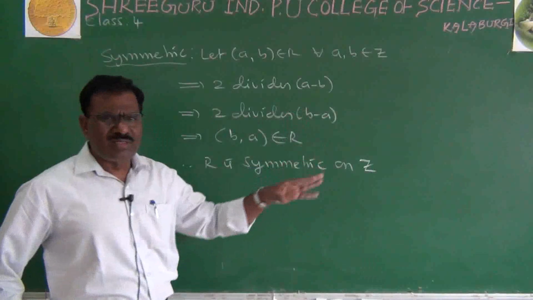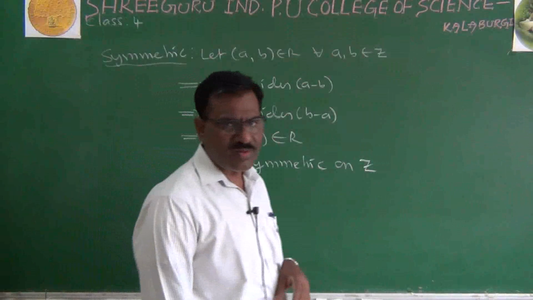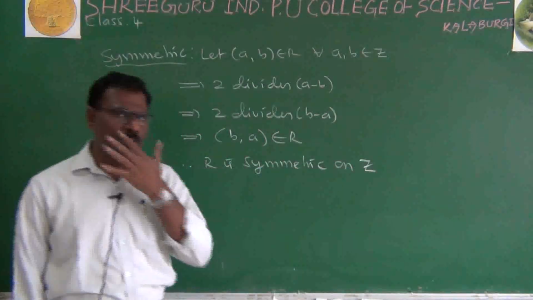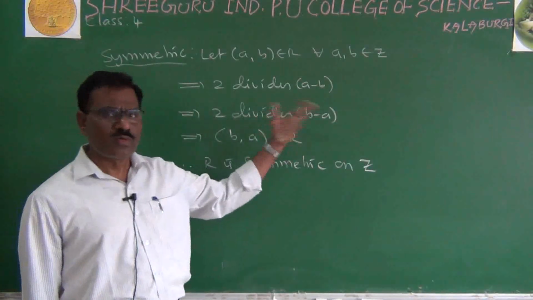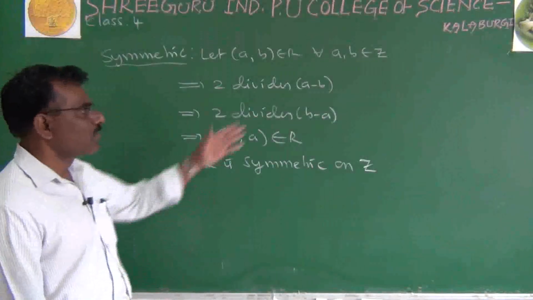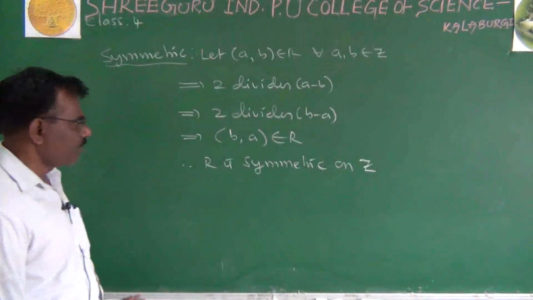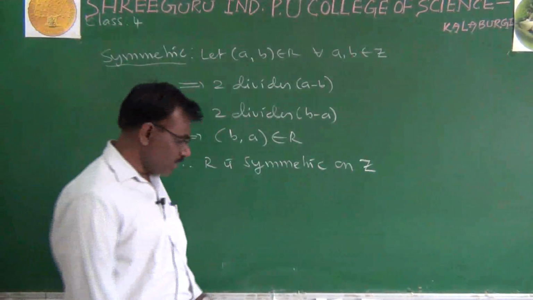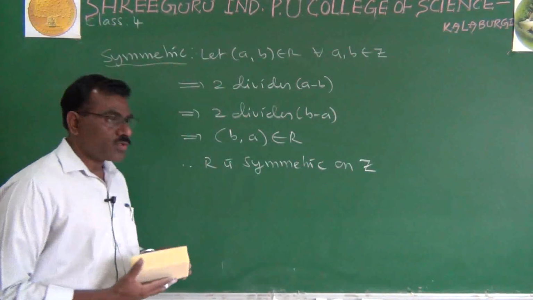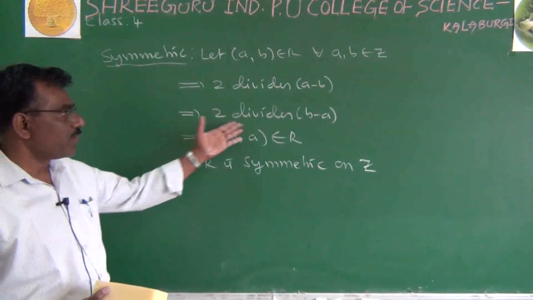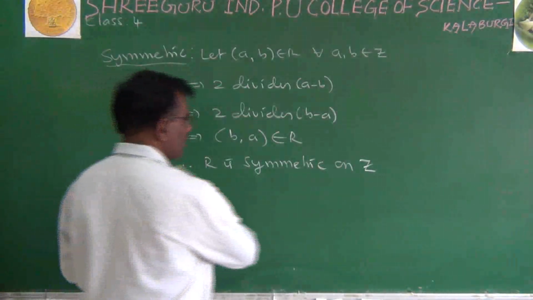If a minus b is an integer, then b minus a is also an integer. This is a standard property of integers. Even if we take the minus sign common, 2 divides minus (a minus b), or 2 divides b minus a. No problem, we can write it directly. So symmetric is also satisfied. When 2 divides a minus b, it is also called symmetric, because 2 divides b minus a, so (b, a) belongs to R. R is symmetric on Z.